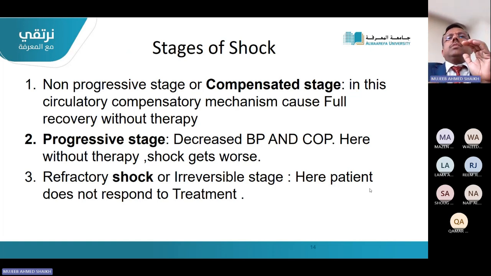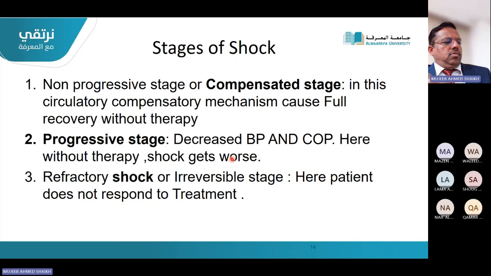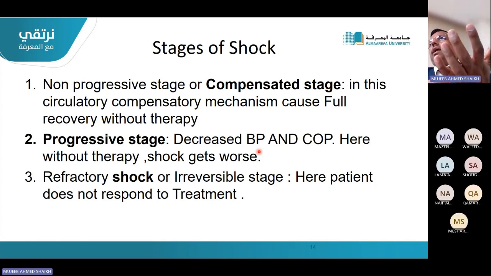But in the progressive stage, there is a decrease in blood pressure and cardiac output. Here, without therapy, the shock will get worse or it will not recover. That means you require some IV fluid or some blood transfusion or some drugs to overcome the problem. So this is called the progressive stage.